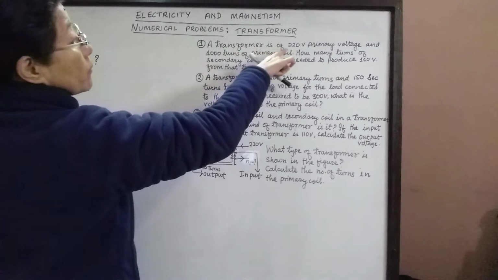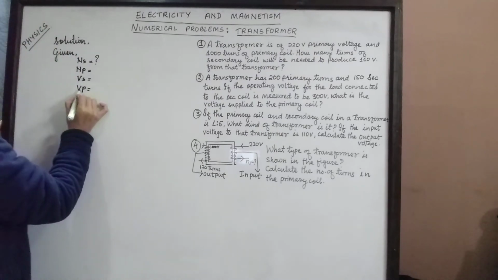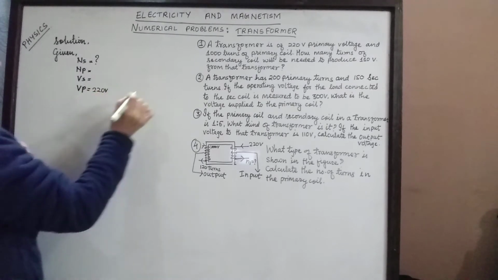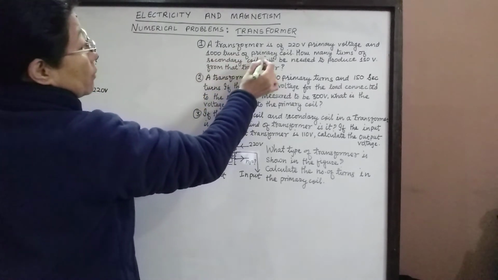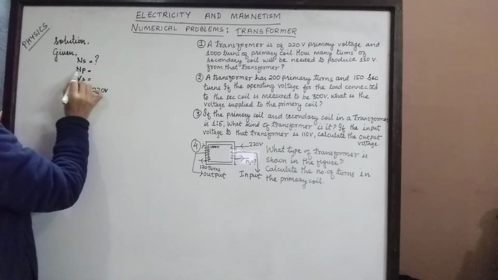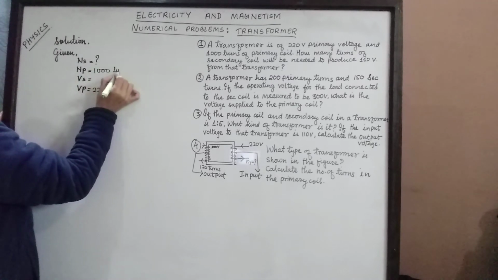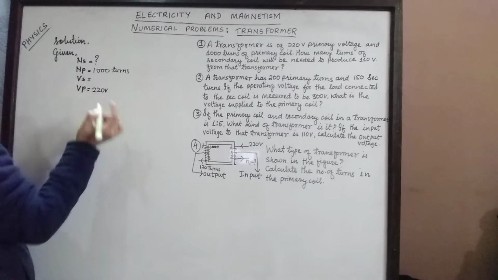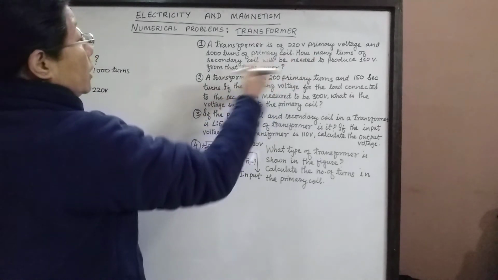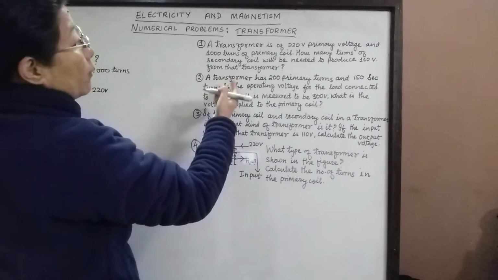A transformer is of 220 volt primary voltage. Primary voltage is 220 volt, and 1000 turns of primary coil. Number of turns in the primary coil is 1000. You need to write unit. Do not write any number without unit. And how many turns of secondary coil will be needed to produce 110 volt from that transformer?